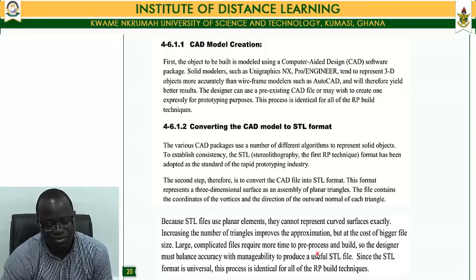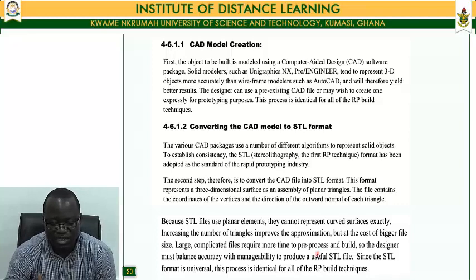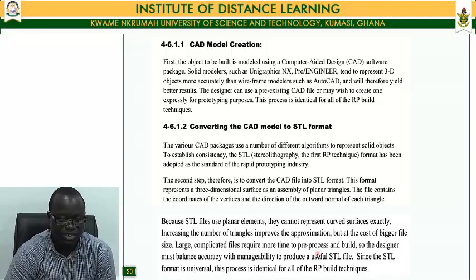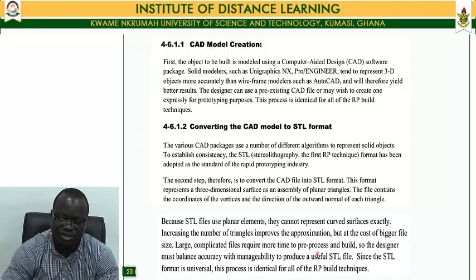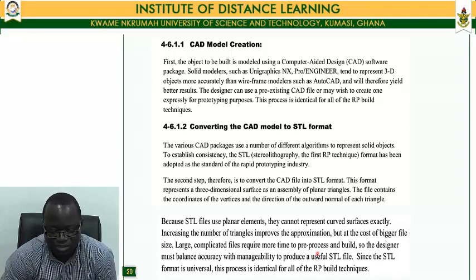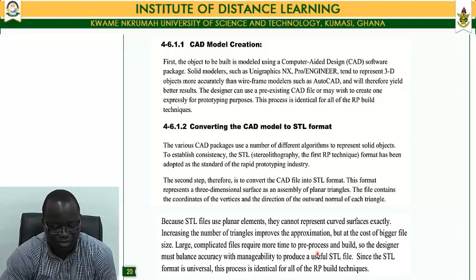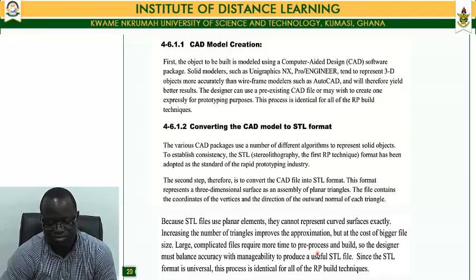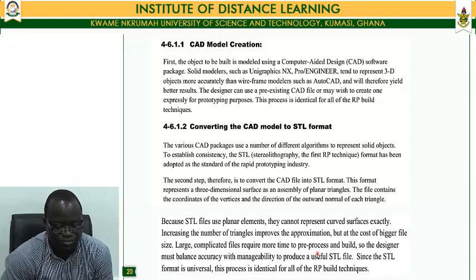Now, what happens during the process is that it basically converts the CAD file into this STL format and represents a three-dimensional surface as an assembly of planar triangles. Now, the file will contain the coordinates of the vertices and the direction of the outward normal on each triangle. And then the files basically use these planar elements, and they cannot represent curved surfaces exactly.